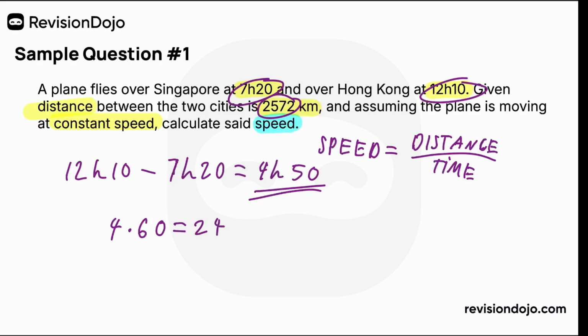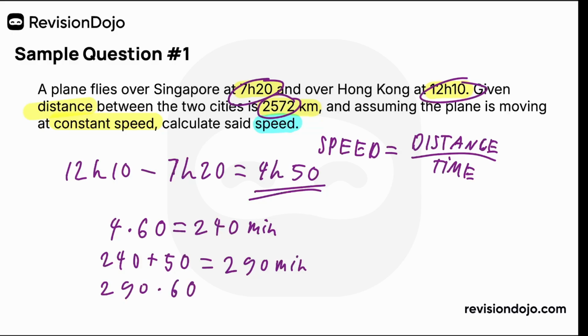That is 240 minutes, which of course then we can add 240 plus the 50 minutes. That gives us 290 minutes, which we convert in seconds by multiplying by 60. And it gives us 17,400 seconds. So we have our seconds, now we need our meters.